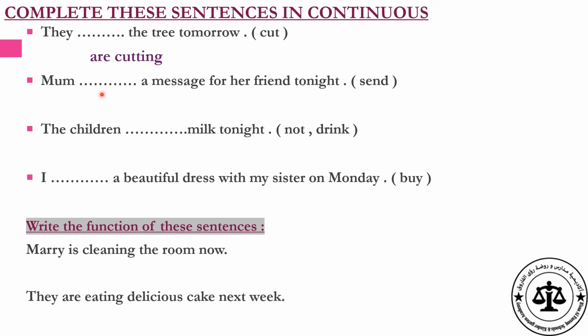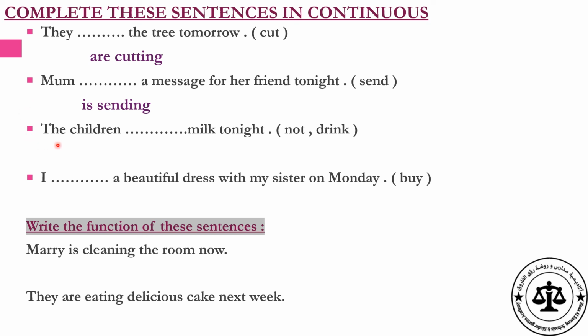Number 2, Mom, a message for her friend tonight. Here we have tonight, which indicates the future tense. This is a plan that will happen tonight. Between brackets, we have the verb send. Mom is singular, so Mom is sending a message, excellent, for her friend tonight.